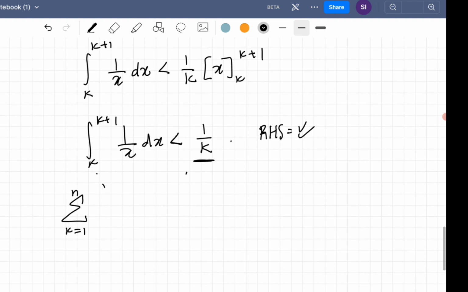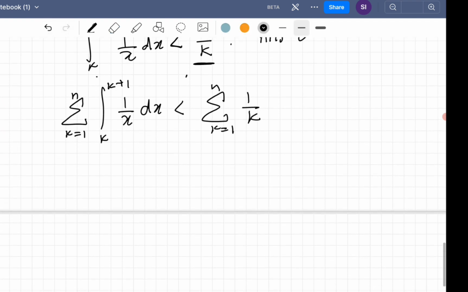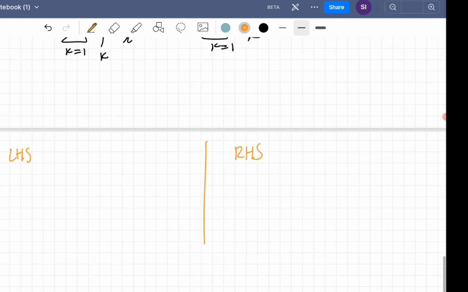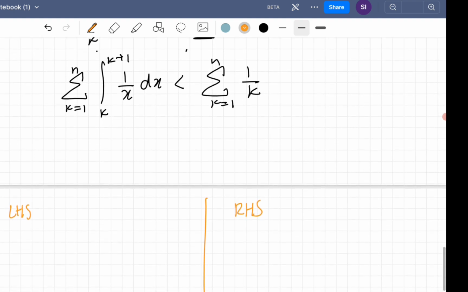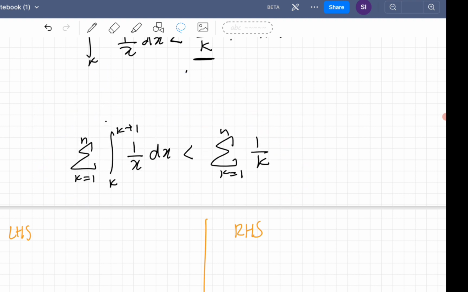And then we get the sum of the integral from k to k plus 1 of 1 over x dx is less than the summation from k equals 1 to n of 1 over k. Not dx, because we're not integrating it anymore. So then, let's start to solve this. Let's say this is the left-hand side, and this is the right-hand side. The left-hand side, let's see what we have.